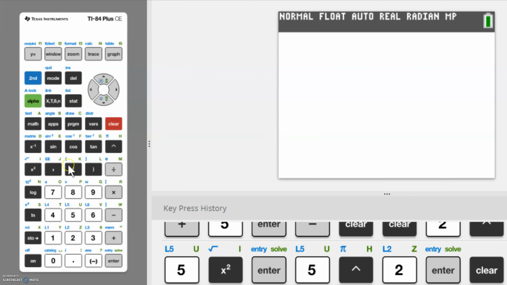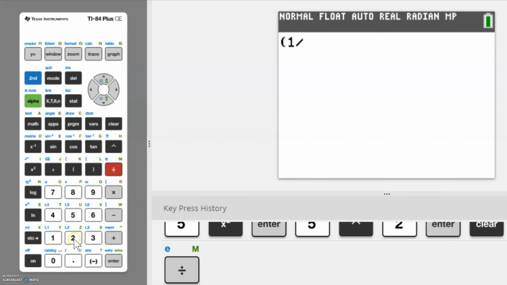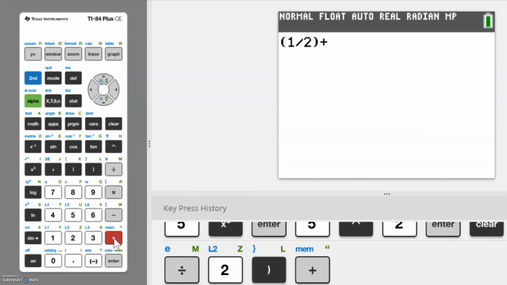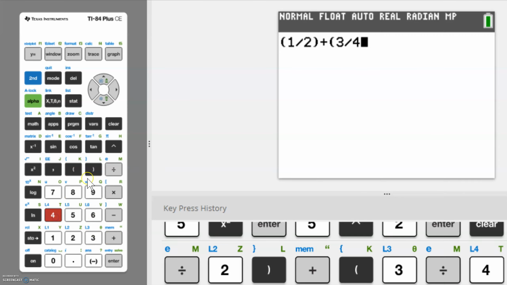So if I want to put a fraction in my calculator, what I do is I got to hit the parentheses key, they're right here. So parentheses, 1 divided by 2. Then you have to close the parentheses. And let's say I wanted to add 3/4. So plus, open the parentheses, 3 divided by 4, close the parentheses, and hit enter.